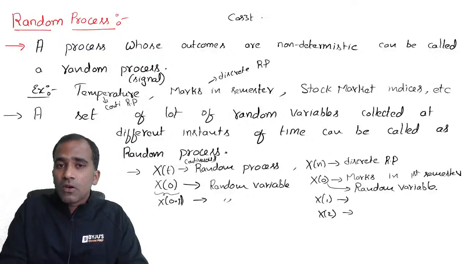Cos 3t, cos 4t, cos 5t, okay, e power t square, where there is no randomness here. At every point of time, you know the value exactly. So this is a deterministic signal.